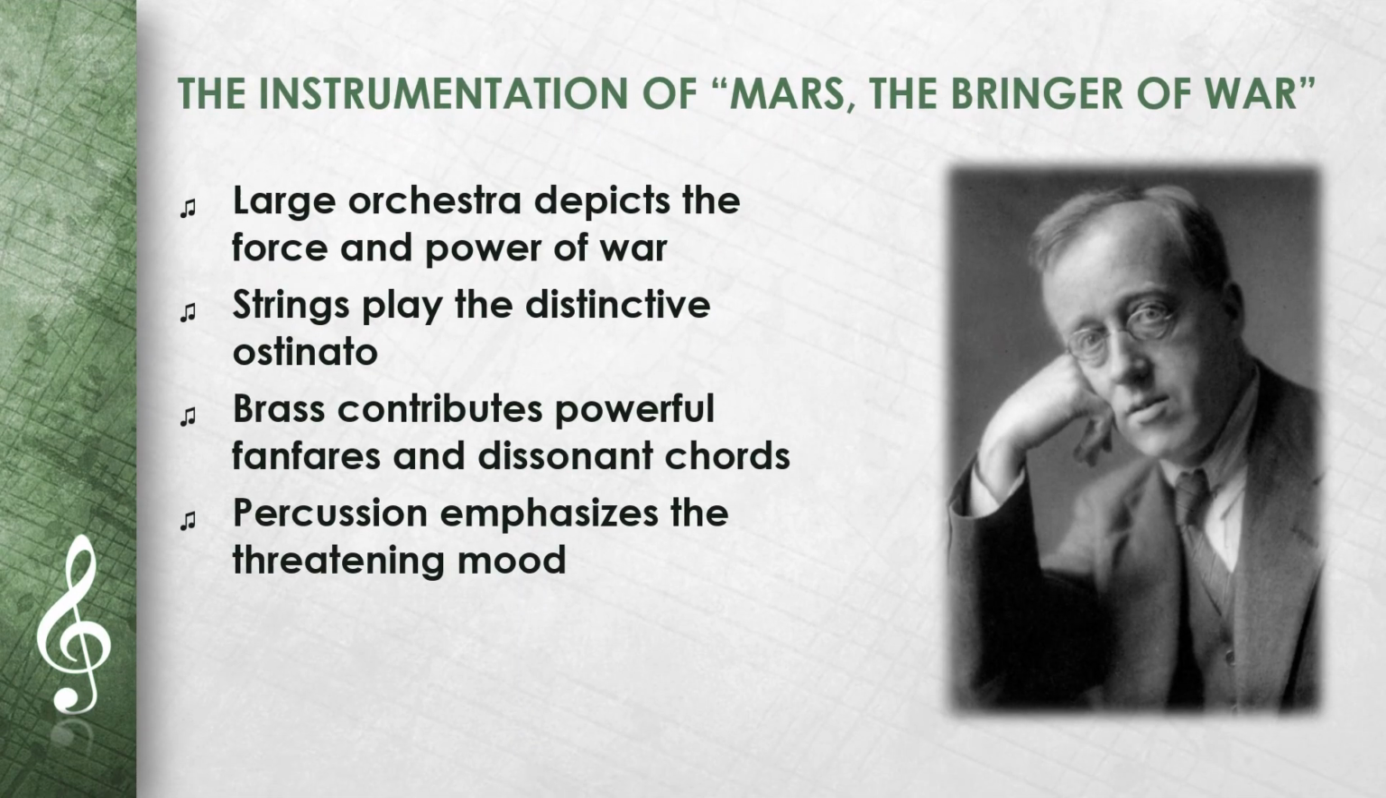Holst uses a large orchestra in Mars, the bringer of war, to depict the force and power of war. The strings play the distinctive ostinato, while the brass contributes powerful fanfares and dissonant chords. The percussion, especially the timpani and bass drum, emphasizes the threatening mood and gives the movement an unrelenting energy. Holst also uses unusual instrumental combinations, such as low flutes and bassoons, to create a dark timbre.